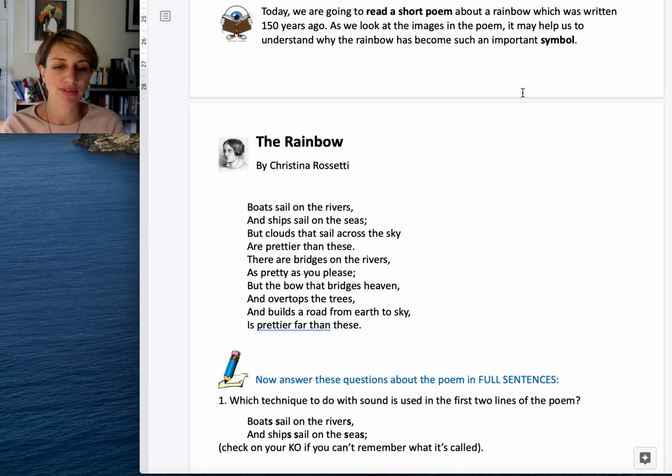Boats sail on the rivers and ships sail on the seas, but clouds that sail across the sky are prettier than these. There are bridges on the rivers, as pretty as you please, but the bow that bridges heaven and overtops the trees and builds a road from earth to sky is far prettier than these.